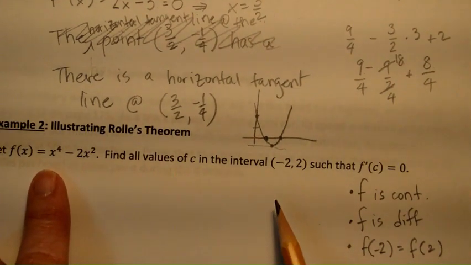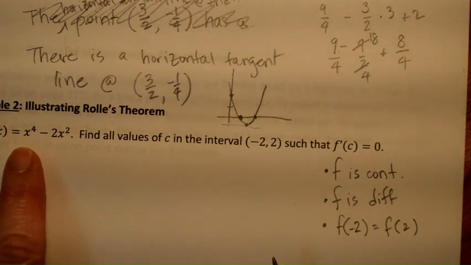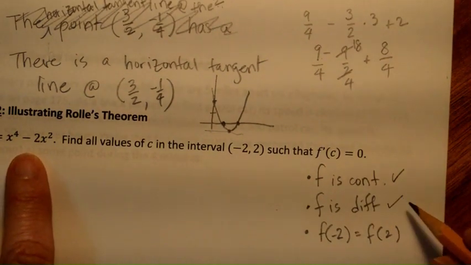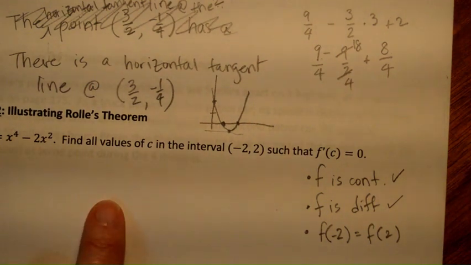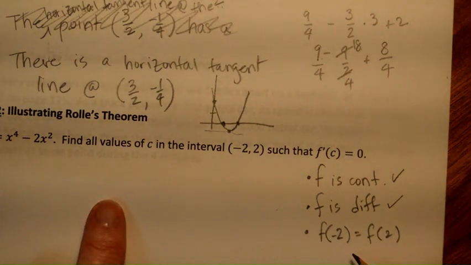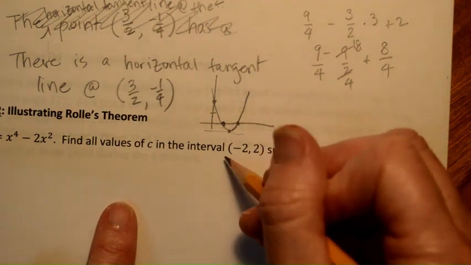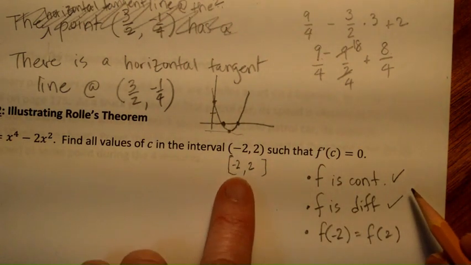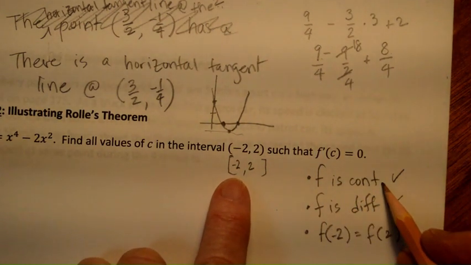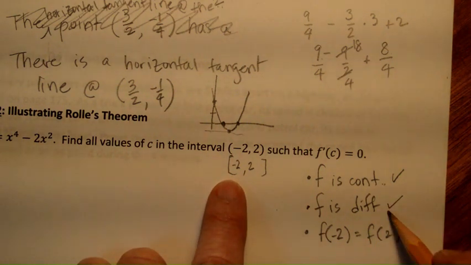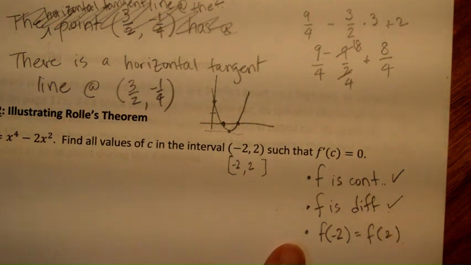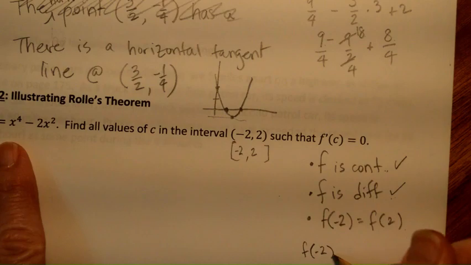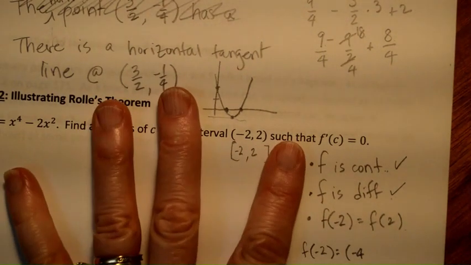So f is continuous. Hopefully that's an easy one because this is a polynomial. F is differentiable. Again, polynomials are continuous and differentiable everywhere. And then we need to show that f of -2 equals f of 2. They gave us an open interval, but it doesn't matter whether they give us open or closed. F is continuous everywhere, so it's also continuous on the closed one. It's differentiable on the open one. So now f of -2 and f of 2. If we put -2 in here, we get -2. Whoops.